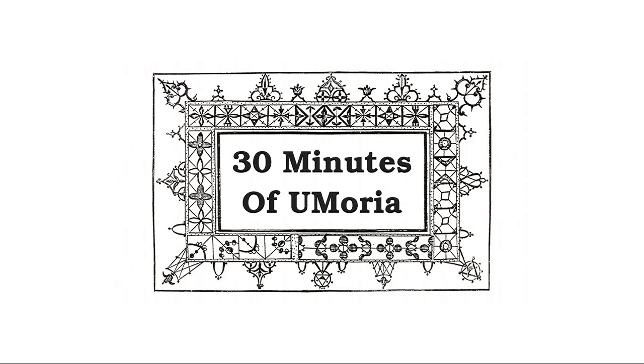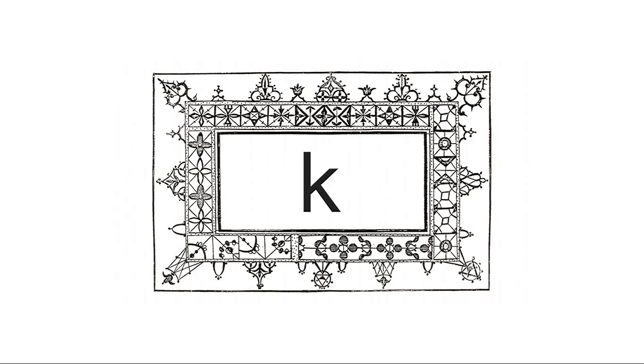This, the 17th show of 30 Minutes of UMoria, is brought to you by the lowercase letter K. The lowercase letter K represents just one creature in UMoria, the kobold. The kobold is usually found at depths of 50 feet and moves at normal speed. It has an armor rating of 16 and a life rating of 3d7. It can open doors. It is a warm-blooded creature, and it is susceptible to frost and to fire.